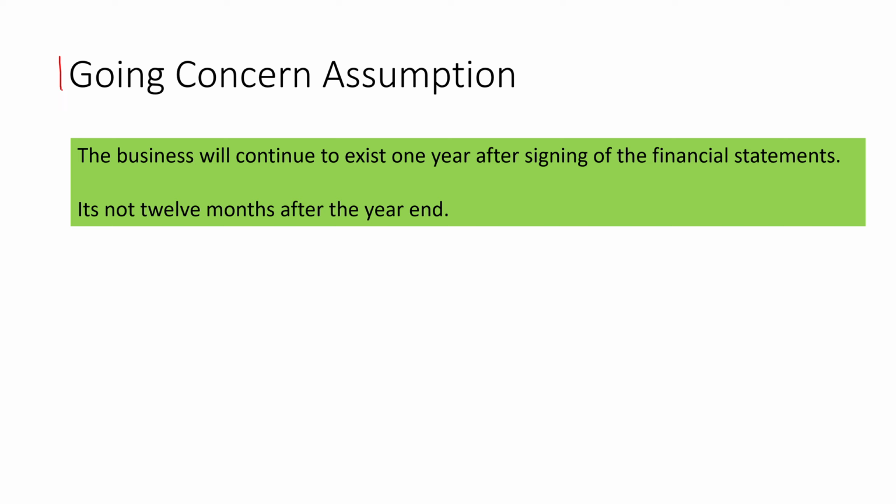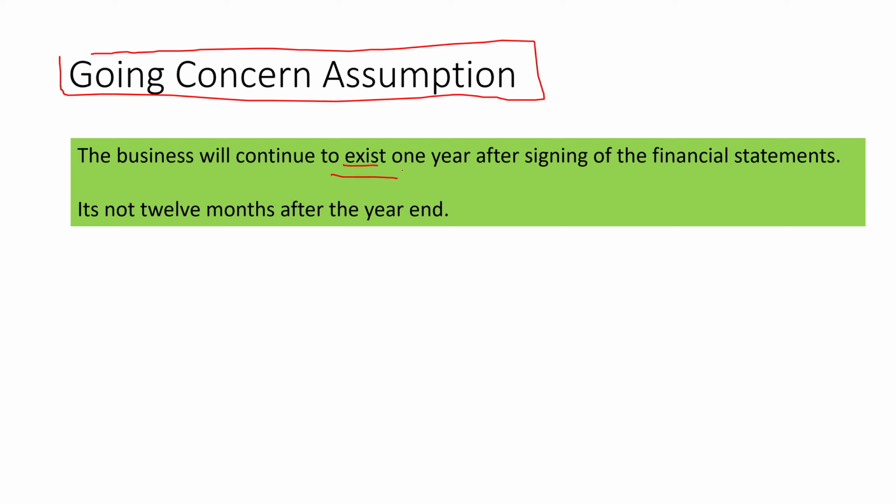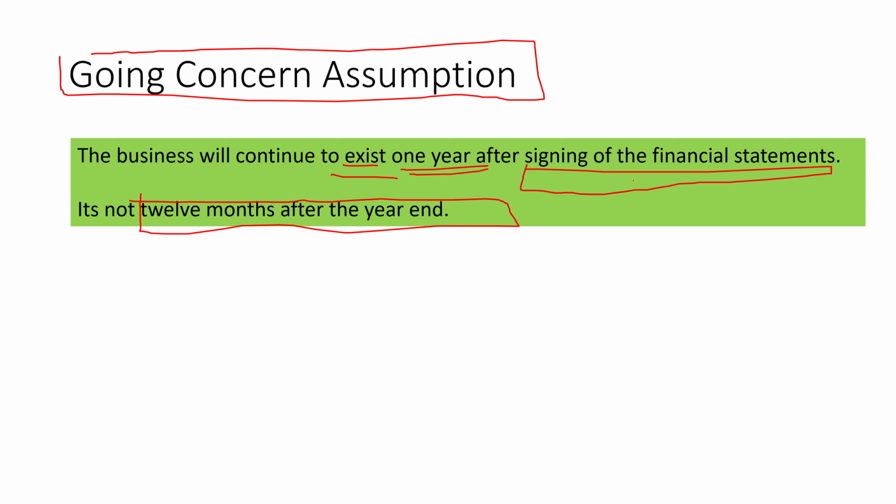So the next concept we need to understand is the going concern assumption. The going concern assumption is basically the assumption that the business will continue to exist 1 year after signing off the financial statements. Now, one thing I need to understand is it's not 12 months after the year end. It's 1 year after the financial statements have been signed. And auditors get a bit shaky sometimes about auditing going concern, because it's quite subjective.